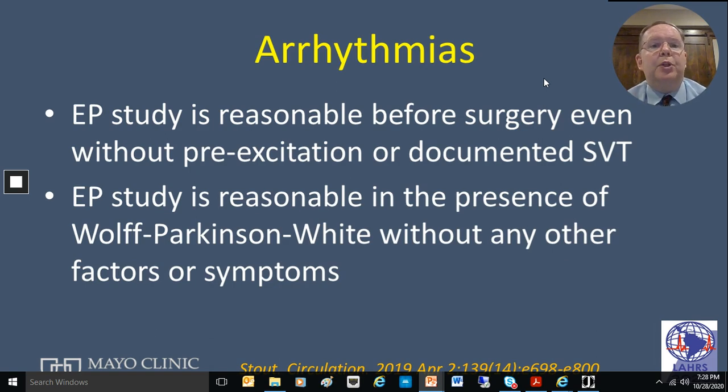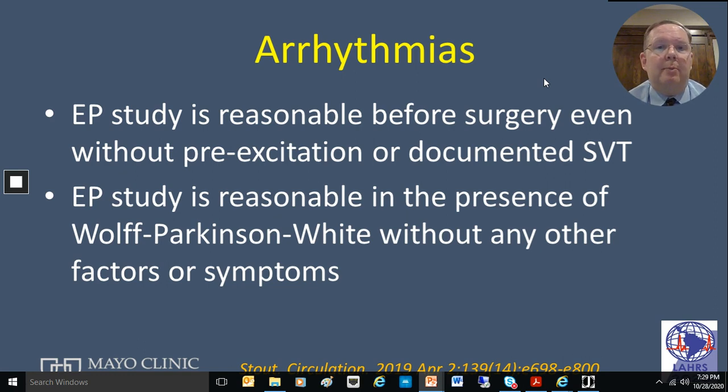We do know that an EP study is reasonable before surgery even in patients without pre-excitation or documented SVT. Sometimes the surgery itself will decrease the arrhythmias following the procedure, but it's reasonable to look before, particularly in older patients. With Wolff Parkinson White, an EP study is also reasonable even without any other factors or symptoms, and even if a patient is not having surgery.